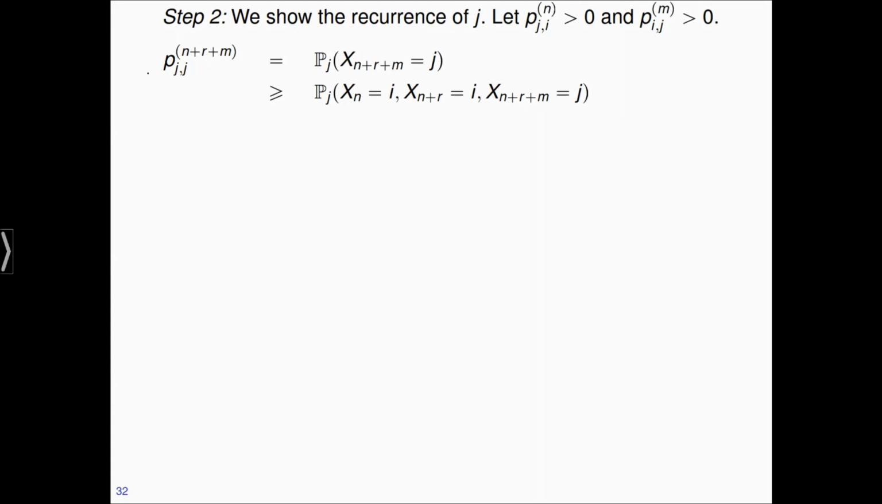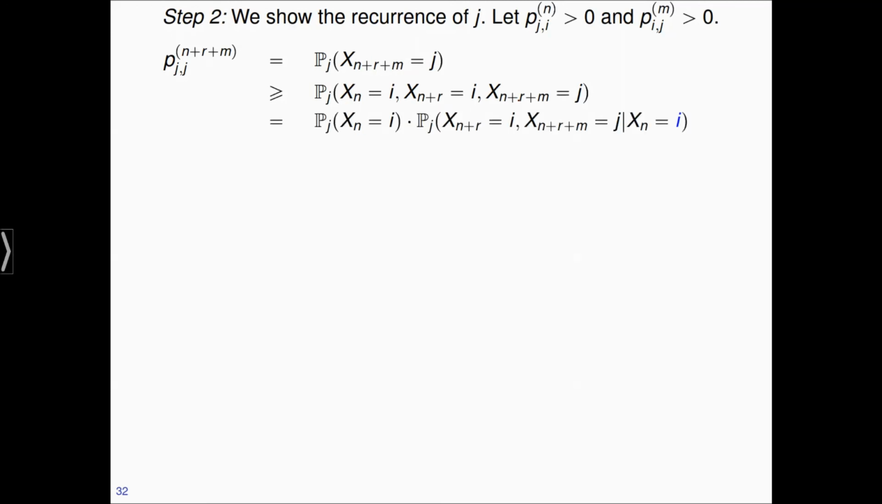We're going to consider again a scenario of how you can be at time n plus r plus m at j. I'm just going to insert additional conditions here. So at time n, I wish to be at i. At time n plus r, I wish to be at i. And of course, at time n plus r plus m, I would like to be at j. So this is simply the monotonicity of the probability measure. I've inserted these two conditions, and then, of course, I'm making the probability smaller.